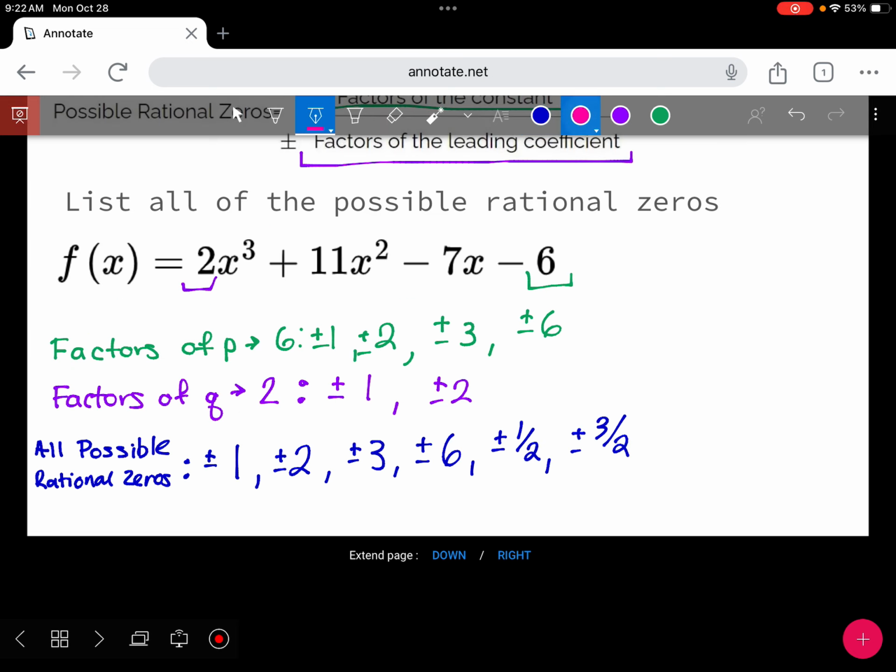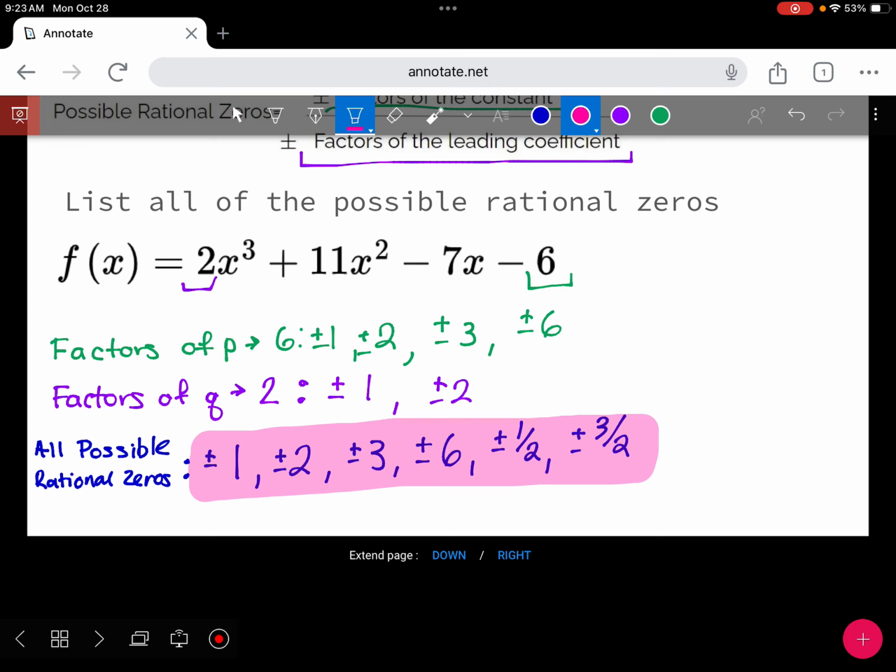So all of our possible rational zeros is this list right here. These are all of the roots that we could find that were rational. Everything other than this would have to be found with the quadratic formula, being super gross, decimally awfulness.